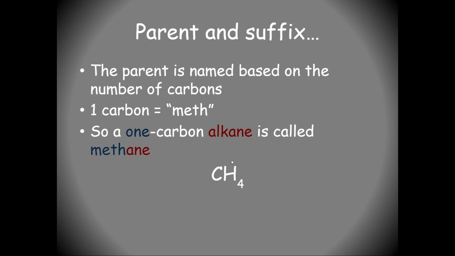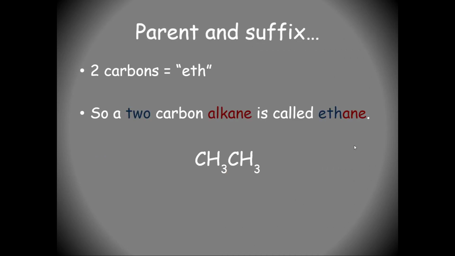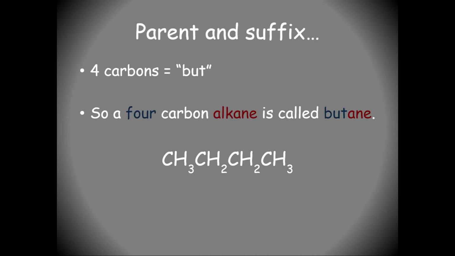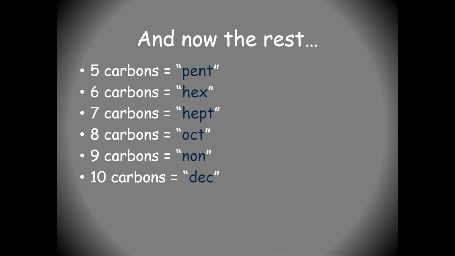It's an alkane because it doesn't have anything else attached to it, and therefore it's going to be methane. CH4 is methane. Two carbons is eth, and it's still an alkane, with nothing special, so this molecule is called ethane. Three carbons is prop, so three carbons together is propane. Four is but, so butane. Five carbons will be pent, six will be hex, seven hept, eight oct, nine non, and ten dec.